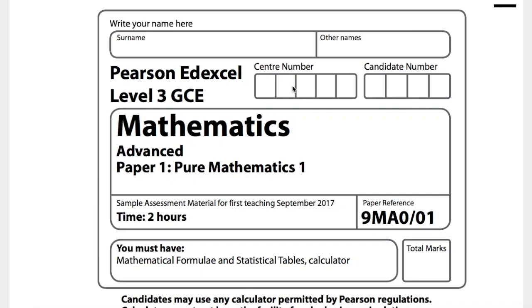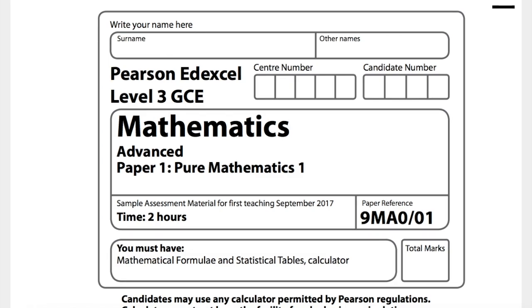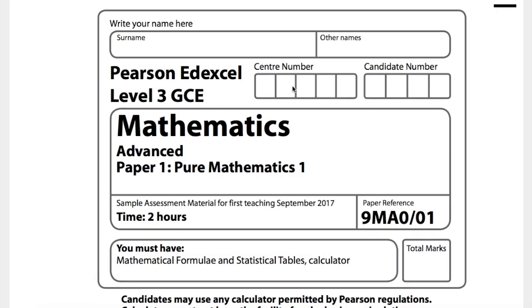In this video I'll be going through an A-level mathematics paper. This is a sample assessment made by Edexcel, which is available for free from the Edexcel website, so I'll leave a link to that in the description so you can go ahead and download that paper and have a go yourself. Obviously have a go before you watch any of this video.